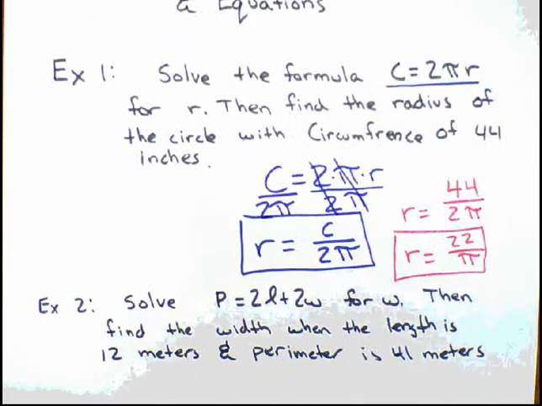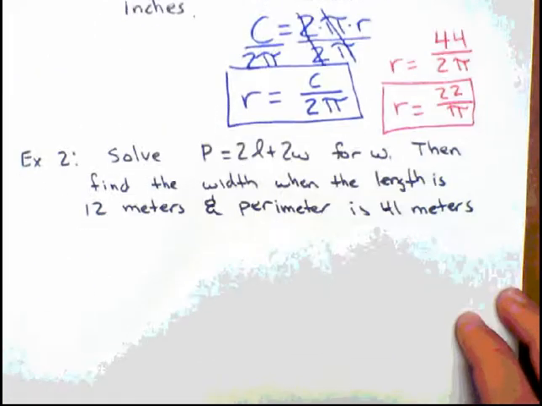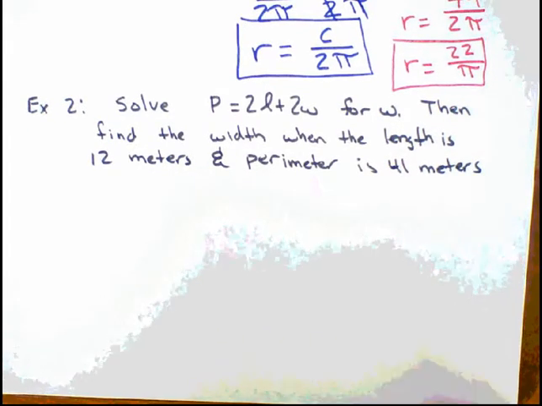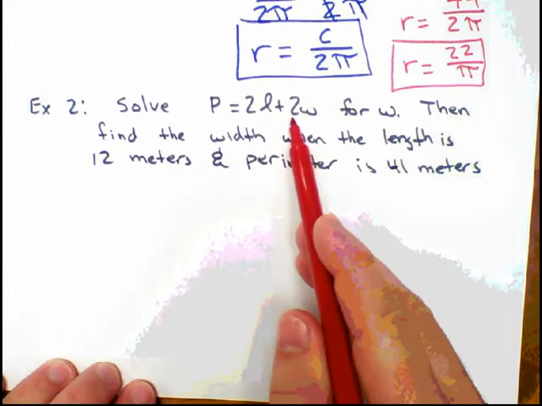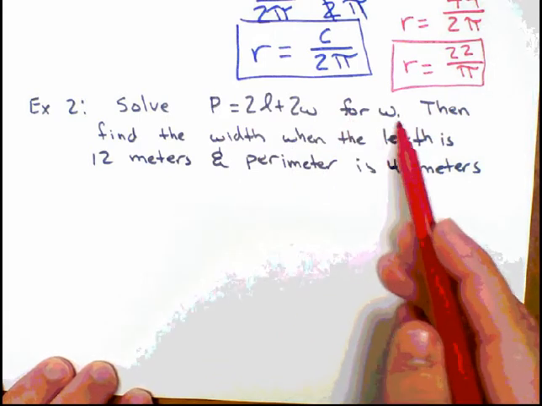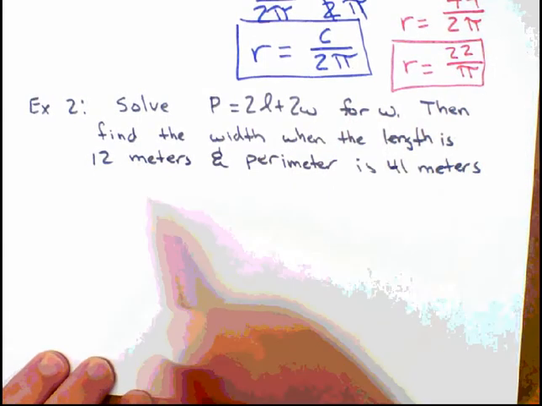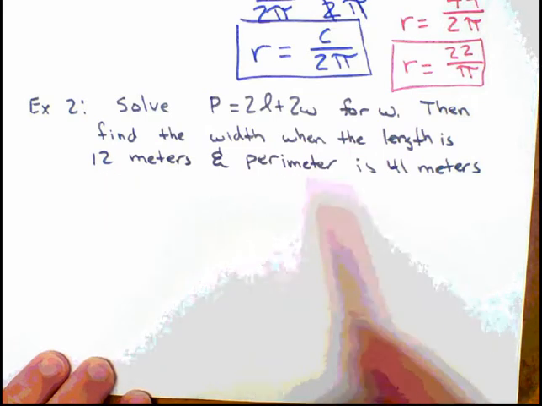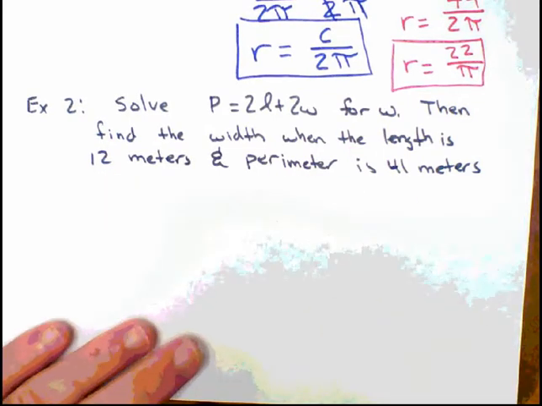Question number 2, very similar in what it's asking. It's just a different equation. This is the equation for perimeter. It says a perimeter is 2 lengths plus 2 widths, and they want you to solve for width. And then it says once you do that, what is the width when the length is 12 meters and the perimeter is 41? So same concept as the last time.